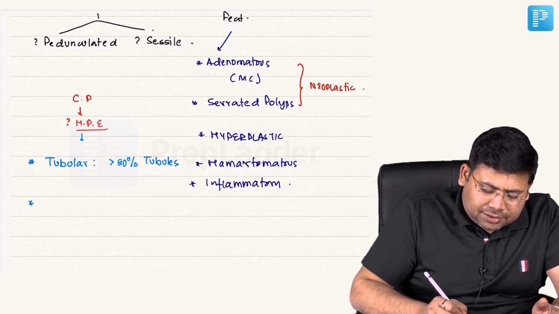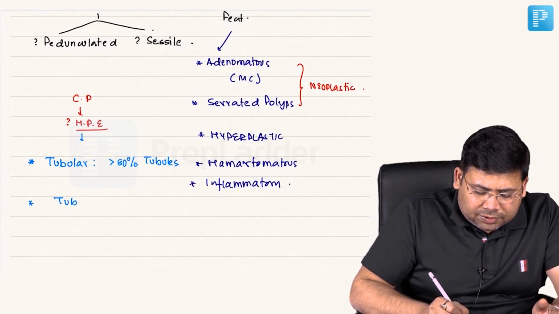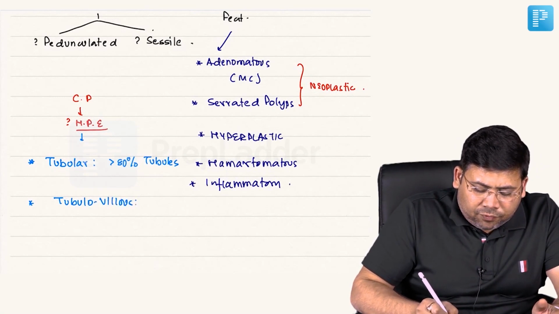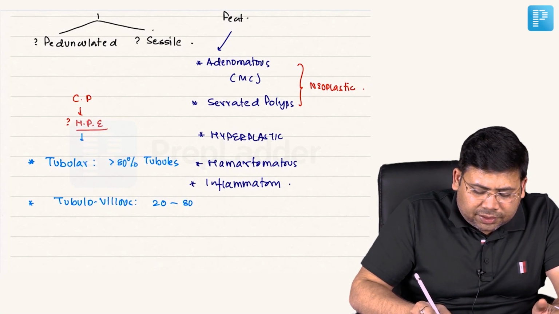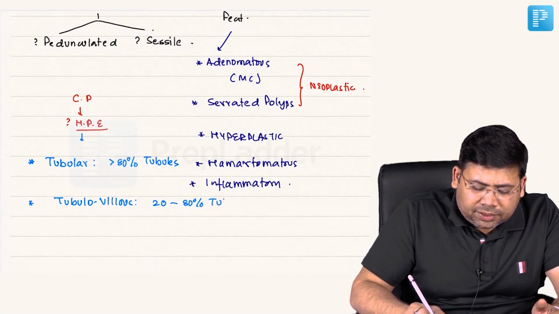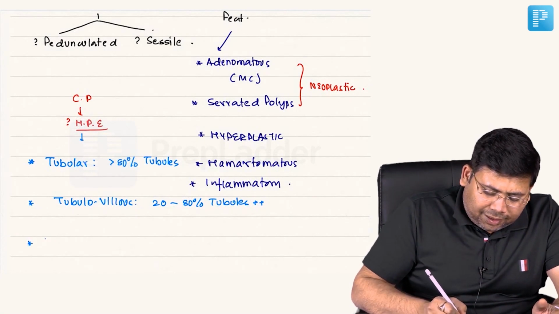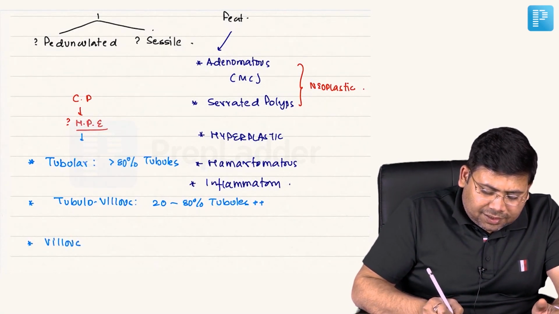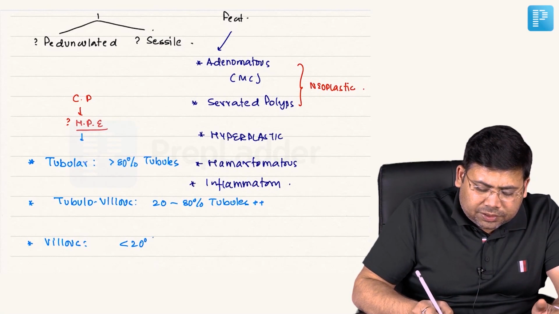Now the second is tubulovillous, when 20 to 80% tubules are present, and then the last is villous. Villous is when less than 20% tubules.